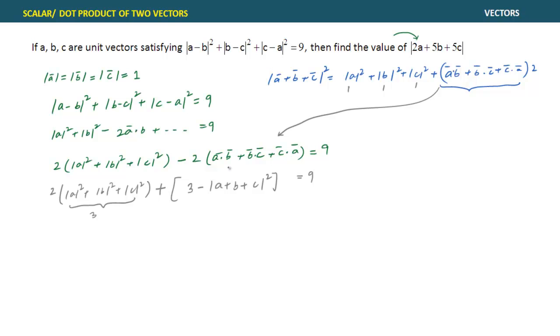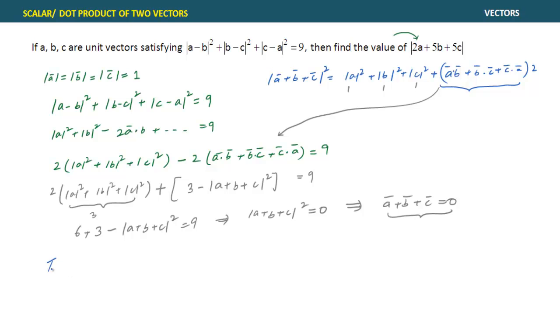So if you solve this, what will it become? Let's see now. This will be 6 plus 3 minus modulus of a plus b plus c square is equal to 9, which actually reduces to modulus of a plus b plus c square being nothing but 0. And this could only be 0 when the internal vector is 0. So this is the only possibility. Then only their magnitude will be 0, right? So if this is equal to 0, what next can we derive here? Actually, I can say the problem is over.